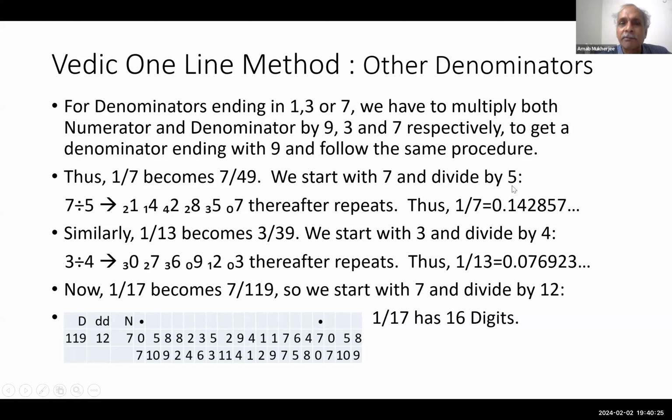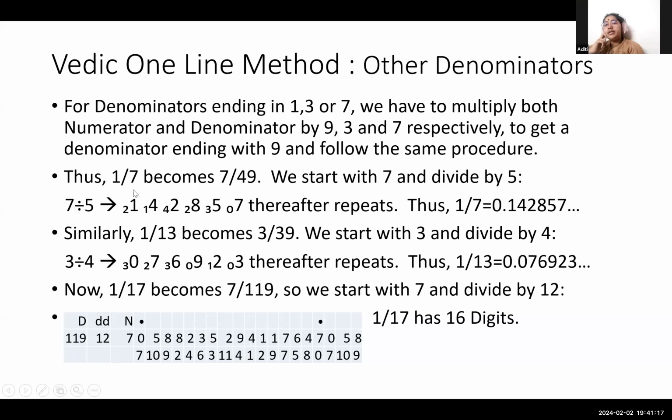So we start with 7 and divide by 5, because 5 is ekadhikena purvena, 4 plus 1 is 5. 7 divided by 5: 1 quotient, 2 remainder. 21 divided by 5: 4 quotient, 1 remainder. 14 divided by 5: 2 quotient, 4 remainder. 42 divided by 5: 8 quotient, 2 remainder. 28 divided by 5: 5 quotient, 3 remainder. 35 divided by 5: 7 quotient, 0 remainder. We started with 7 and end with 0 remainder.